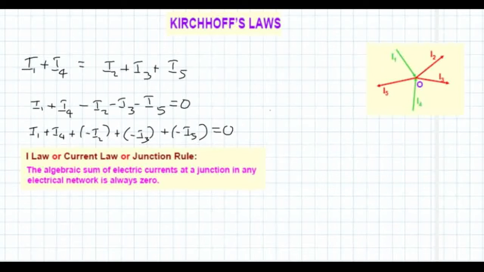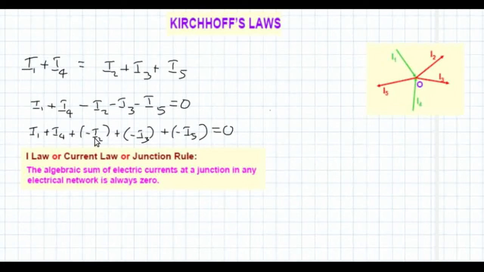So this is one law which will help us to solve the different currents at a junction. So the algebraic sum of the currents meeting at a junction will be 0. That is the short form. The algebraic sum of the currents meeting at a junction is equal to 0. So here minus I2, minus I3, minus I5 represent the currents leaving the junction, and plus I1 plus I4 represent the currents coming to the junction.